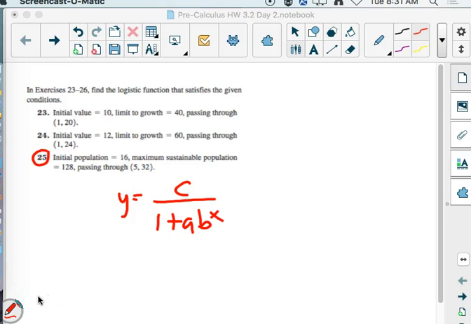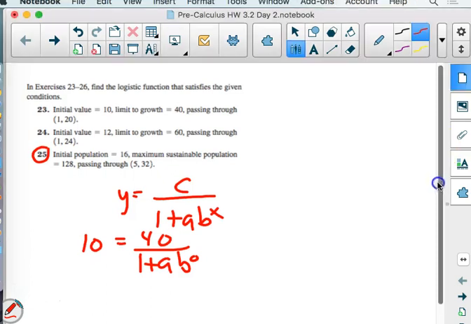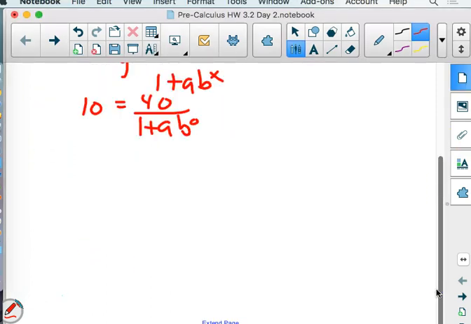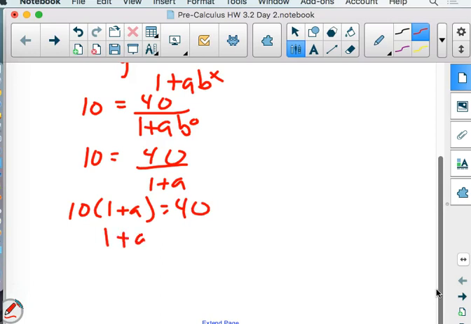And you have to say, all right, if my initial value is 10, that means it came out to 10 right here. I know my limit to growth was 40, and I'll have 1 plus A, because I don't know what that is yet. But I do know that that's supposed to be at time 0. So I should have my base to the 0, and I don't even need to worry about finding the base until after I know what A is. So then what we do is say, well, anything to the 0 power is 1. So this will be 10 equals 40 over 1 plus A. I can do my cross multiplying. Then I'll divide and subtract. And it turns out the initial value for this one is actually 3.